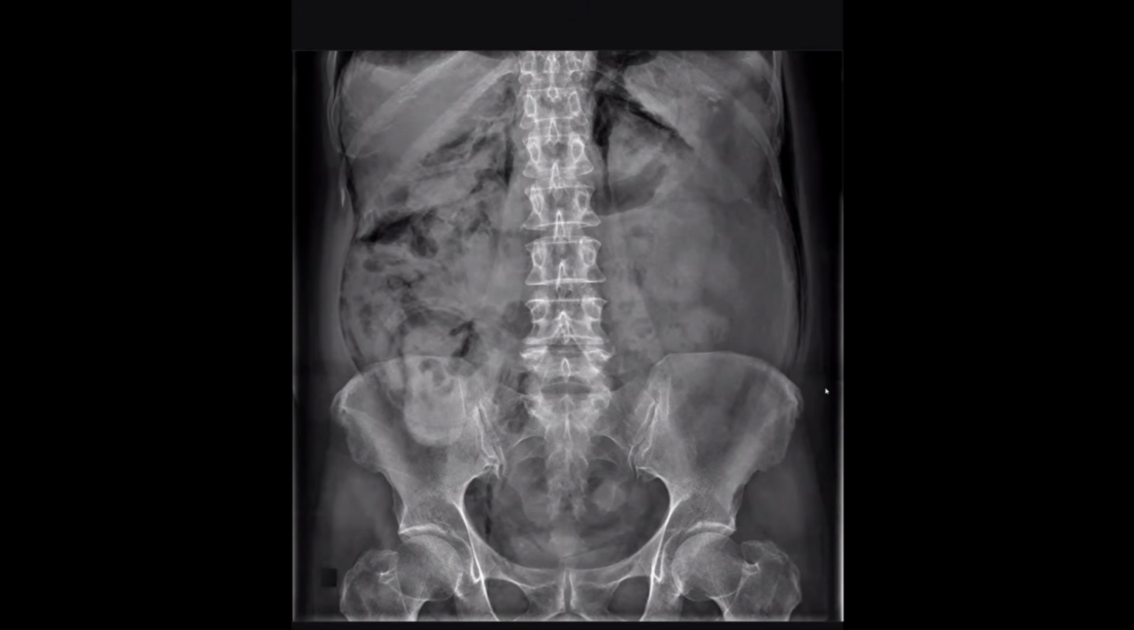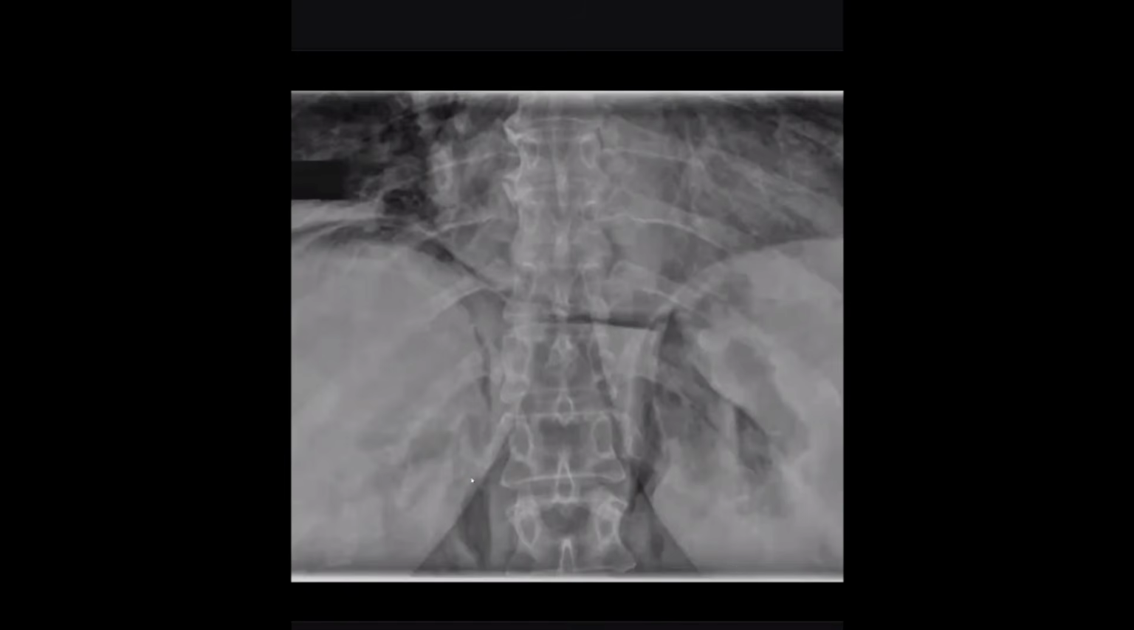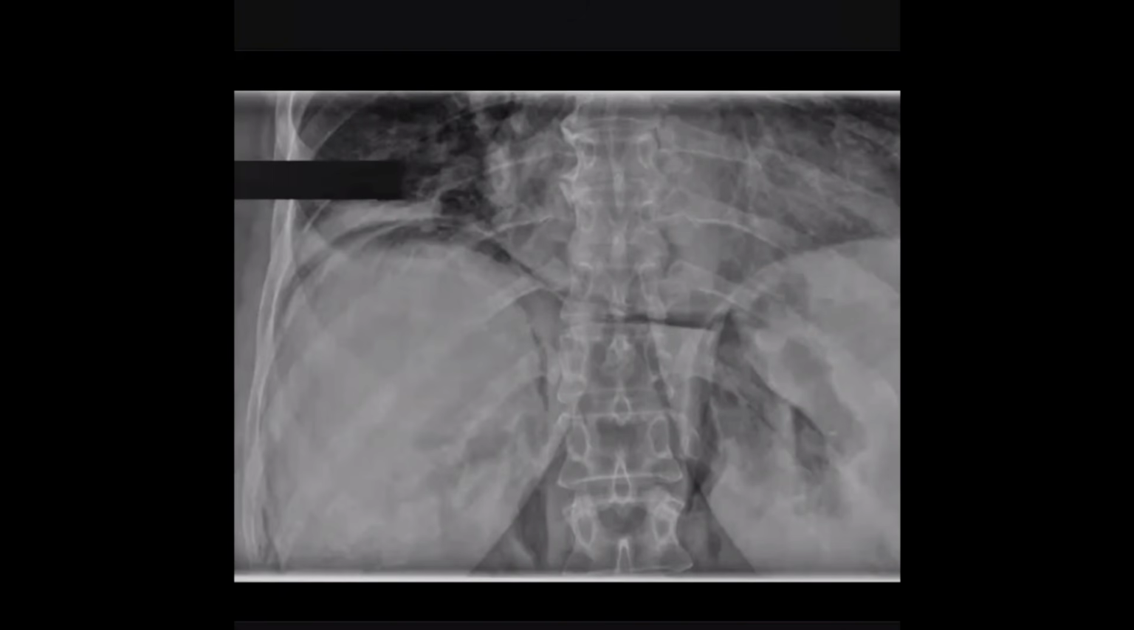Yes, sir. As you said, we have gas lucency here in the suprarenal region and going along the lateral border of the psoas shadow. And here, all of these are retroperitoneal, retro-pneumoperitoneum, and we have ileostomy bag. Okay, and this is the X-ray erect for the same patient. Can you see anything else?